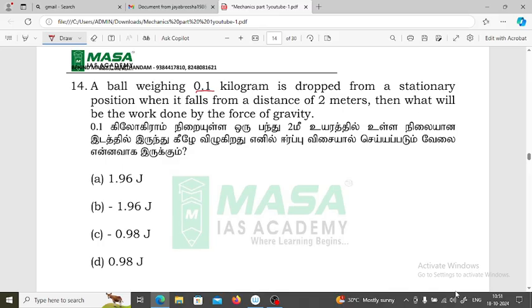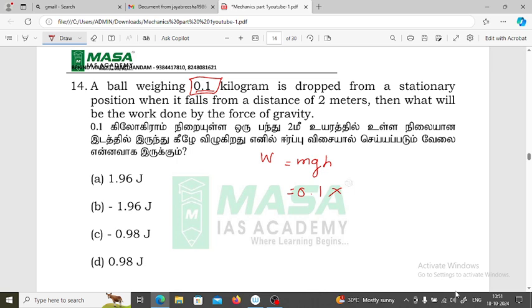Work done by the force of gravity, W is equivalent to its potential energy. W is equal to potential energy. So you just easily analyze the gravitational force. The work done by gravitational force is equal to the potential energy. So W is equal to mgh. Now you substitute all the values here. What is m? Mass of the object is 0.1 kilogram.